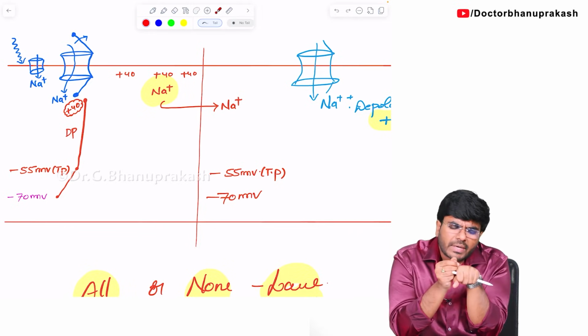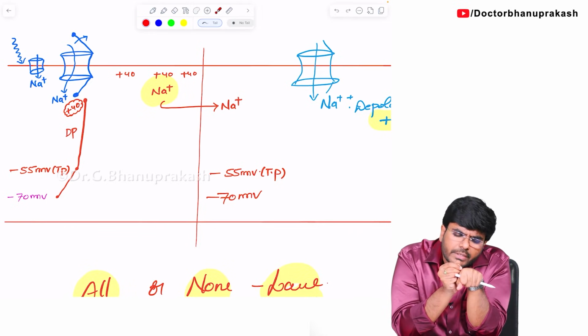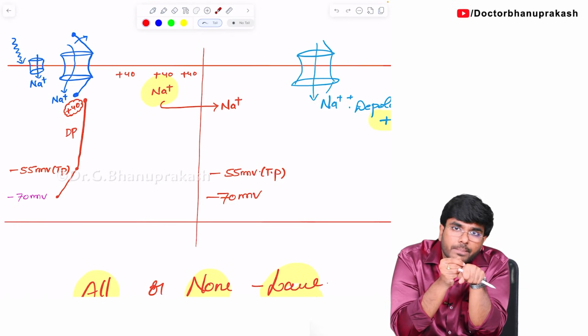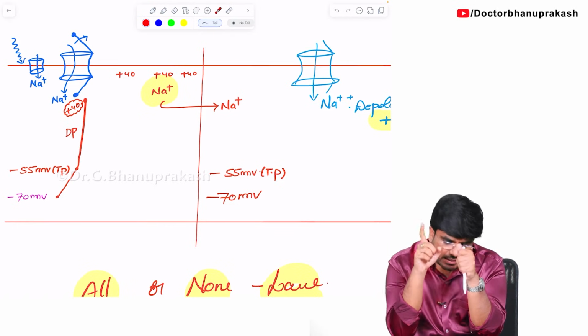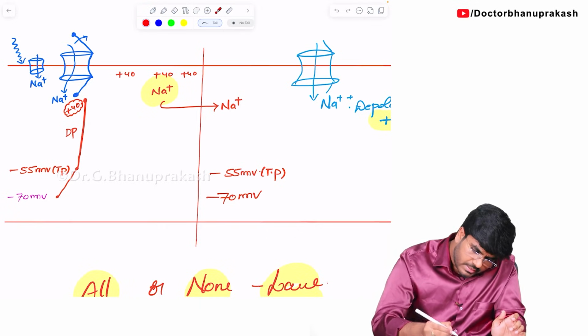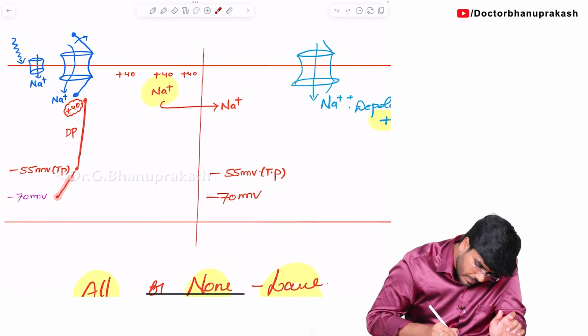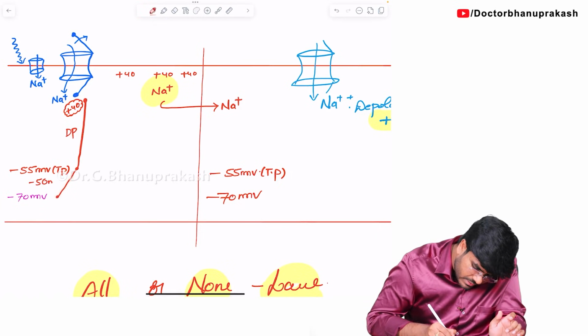For example, you are giving a very little stimulus. This little stimulus is bringing the resting membrane potential from minus 70 millivolts to minus 56 millivolts, let's say. Because of the stimulus, the voltage is reaching from minus 70 millivolts to minus 56 millivolts.